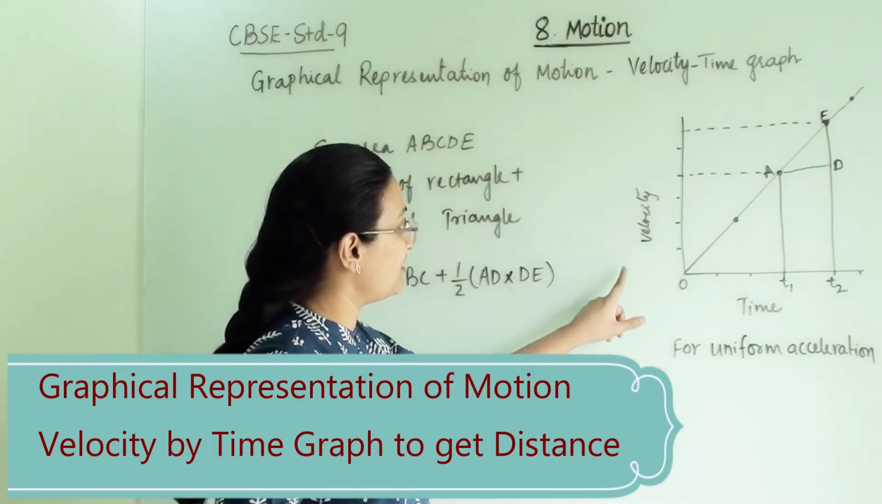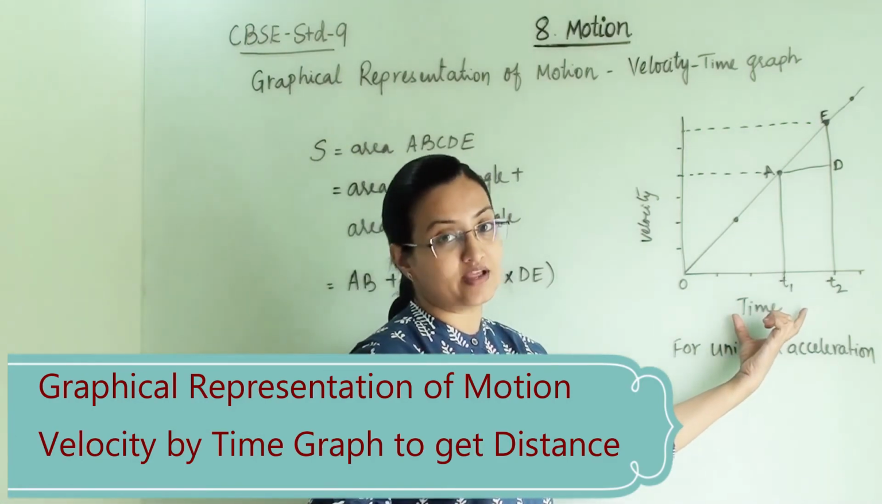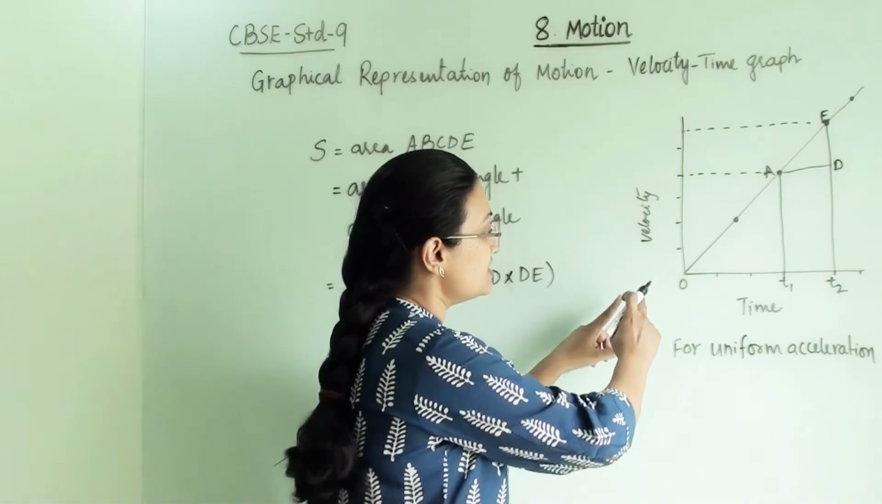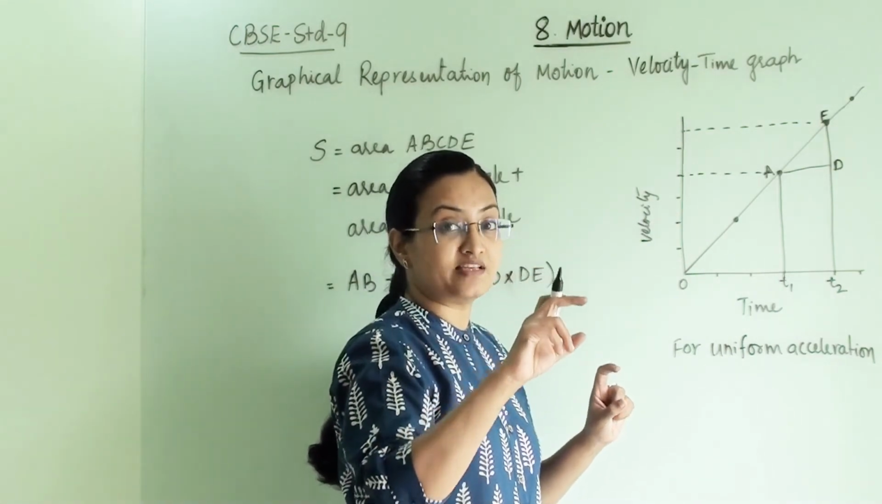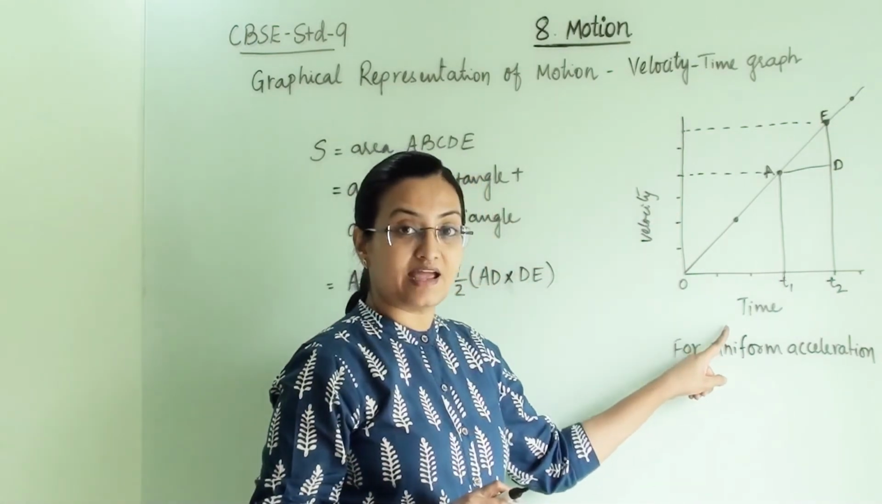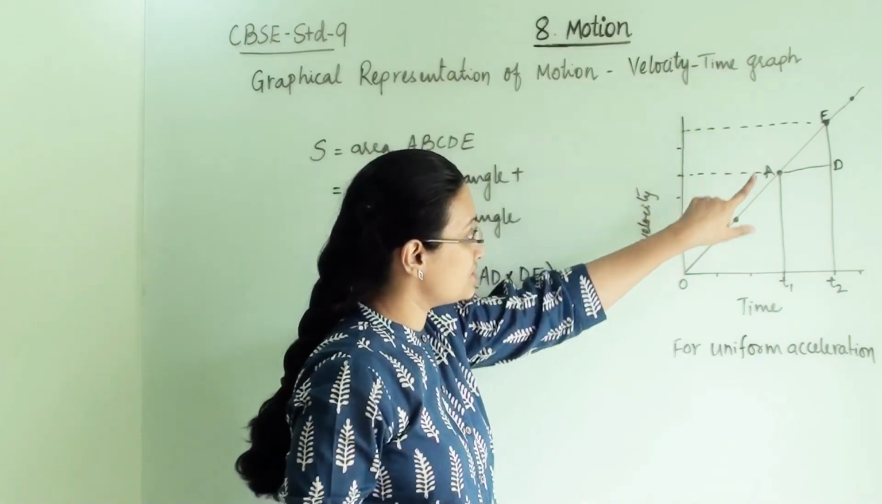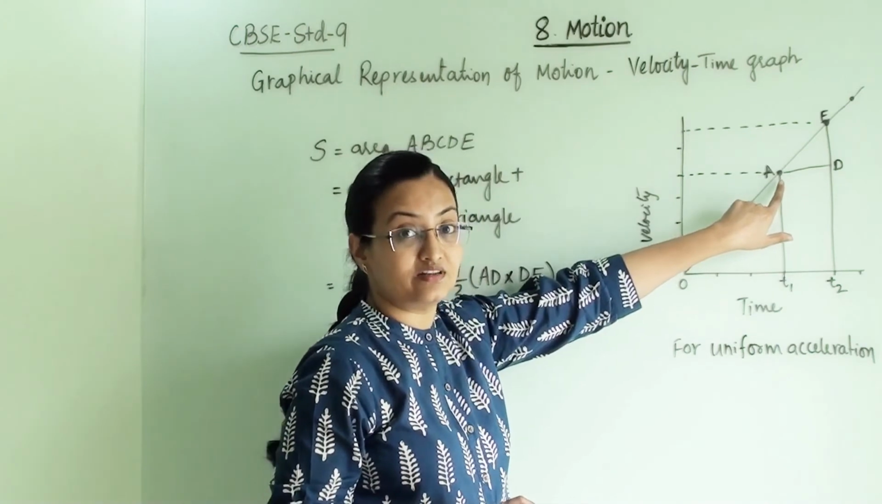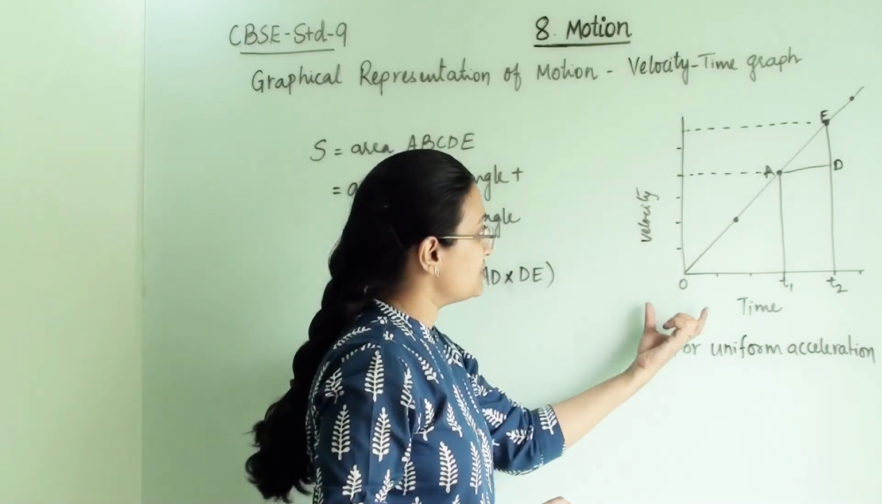The second graphical representation is the velocity by time graph. So here we have taken velocity on the y-axis and time on the x-axis. So here this is a uniform acceleration. The object is in uniform acceleration, so the velocity by time graph will be a straight line graph. So here we got a straight line. These dots represent the data given, which gives us a straight line for the velocity time graph.